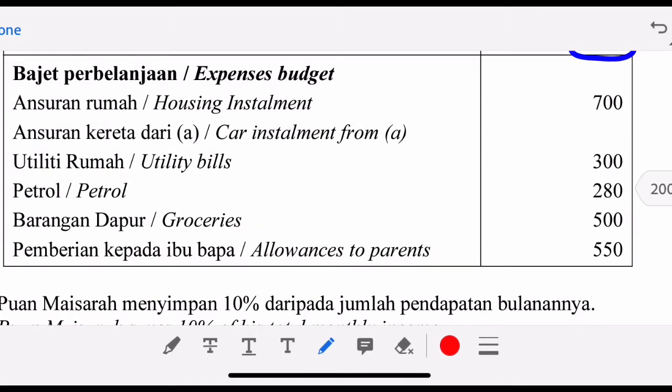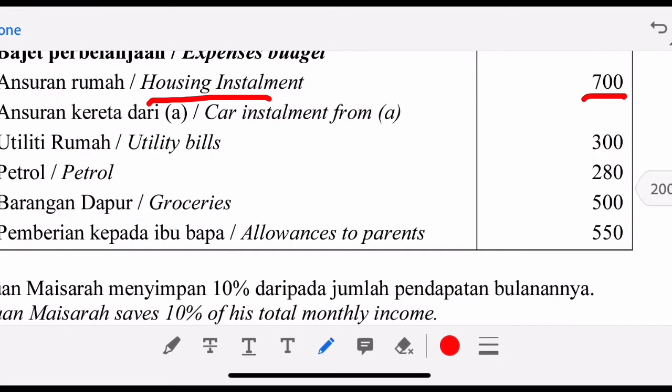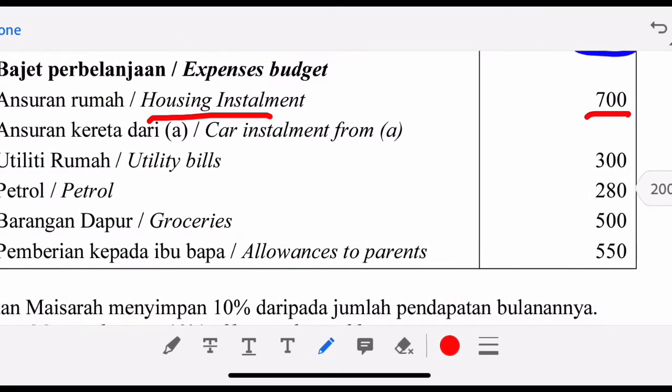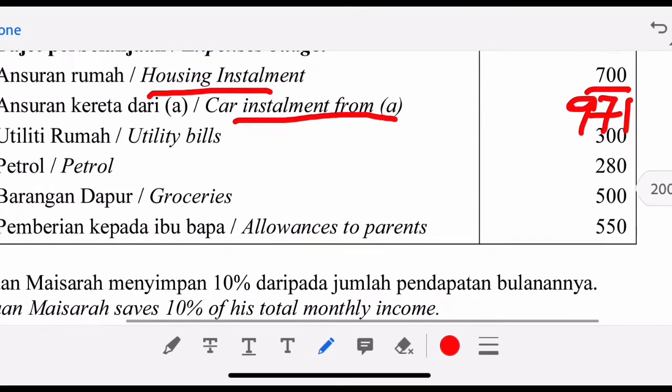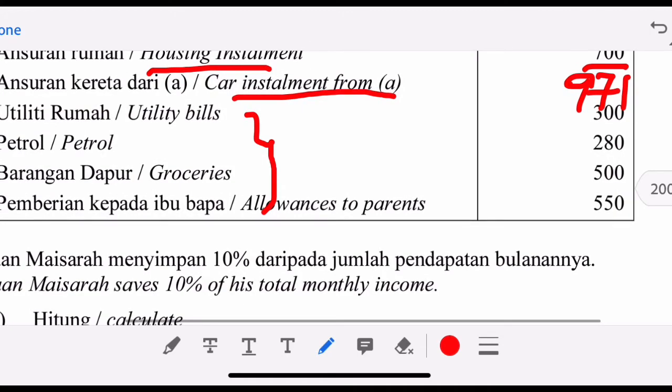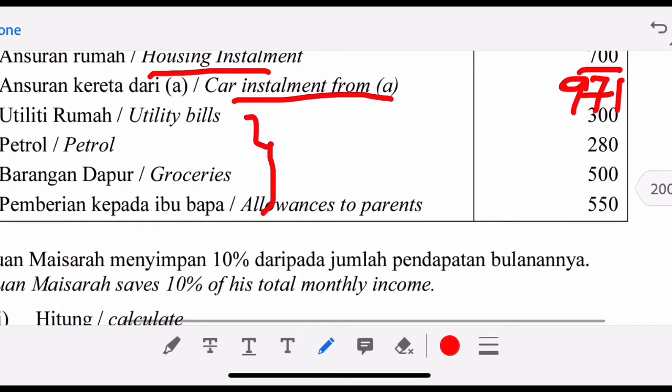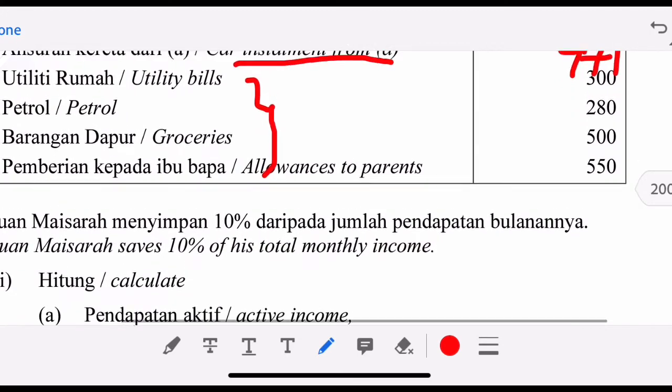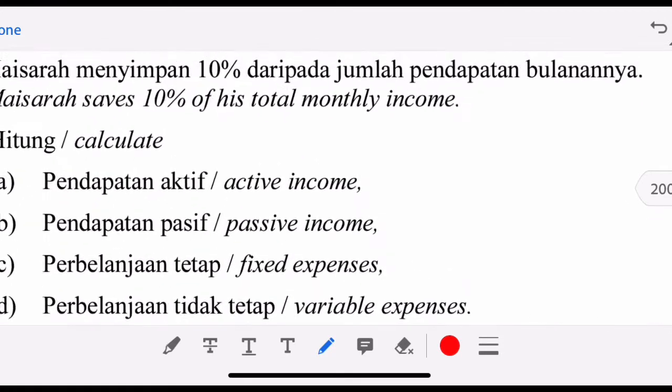Housing installment. Okay, this one is... we have two types of expenses, right? Car installment from A, just now we have 971, better write down. Utility bills, petrol, grocery, and then this one all is actually not fixed expenses.